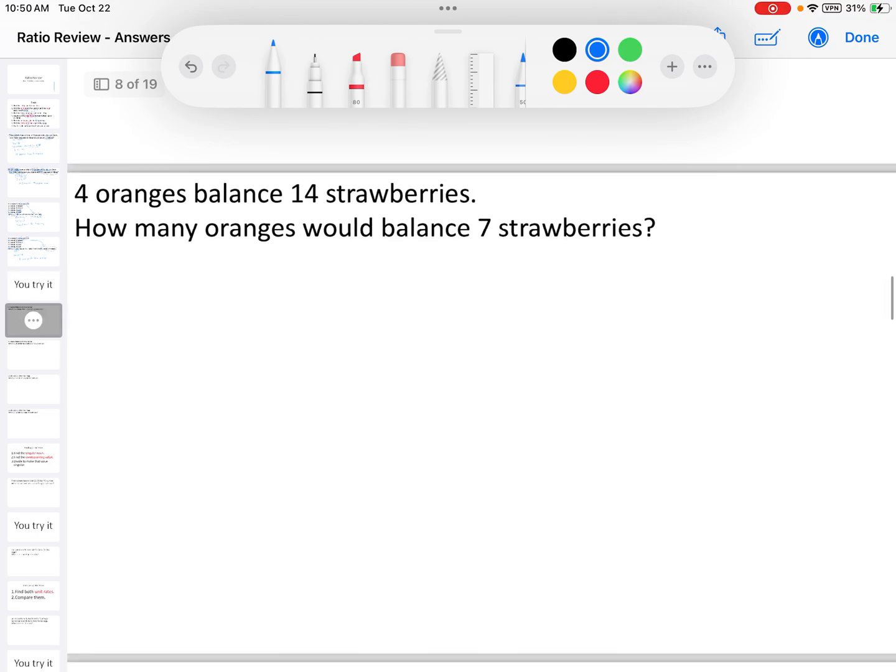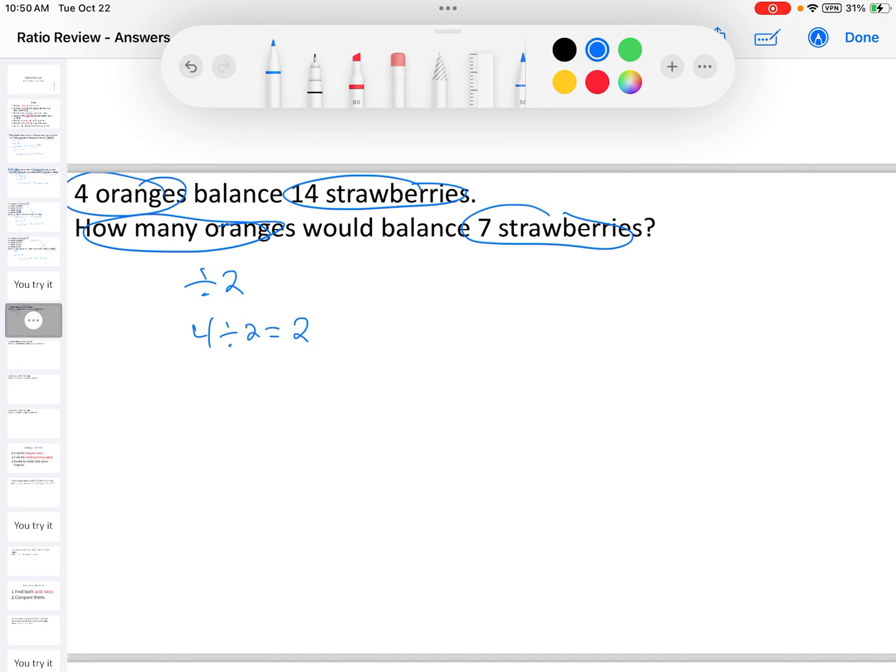Now, here are some examples that I'd like you to try. First, this says 7 strawberries. This says 14. How do you go from 14 to 7? You divide by 2. It says how many oranges? It says 4 oranges, so 4 divided by 2 is 2, and the answer is 2 oranges for 7 strawberries.